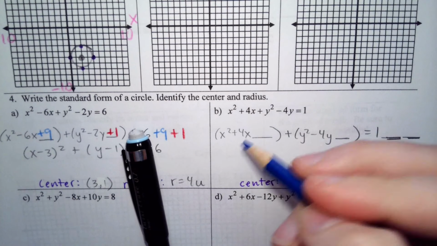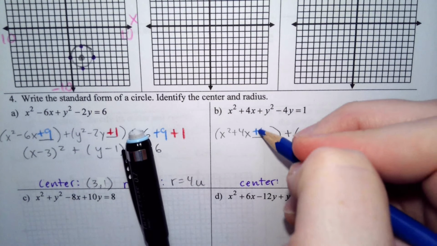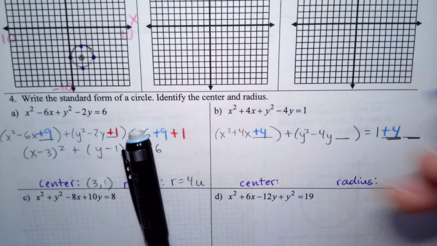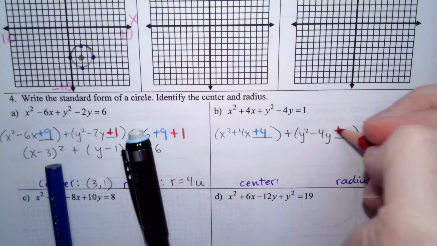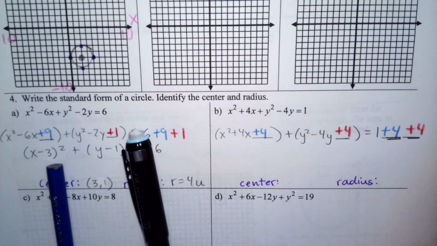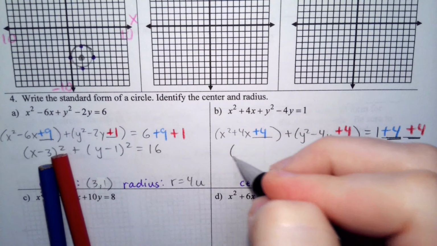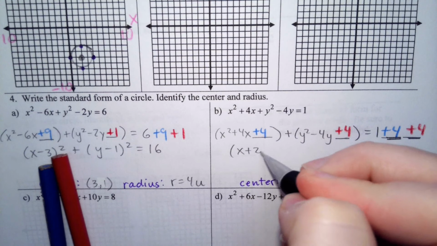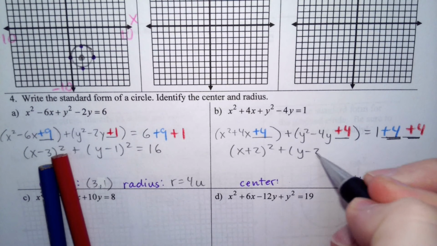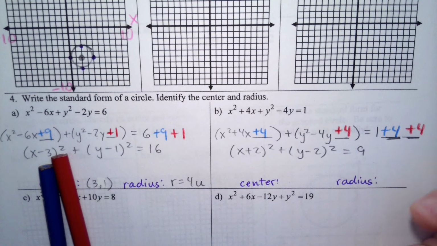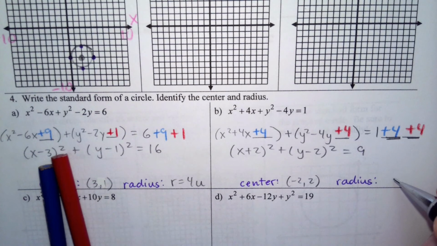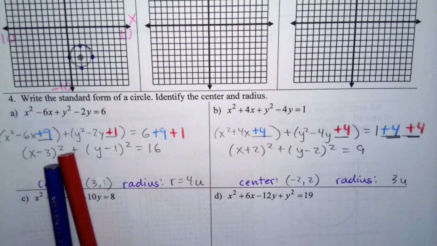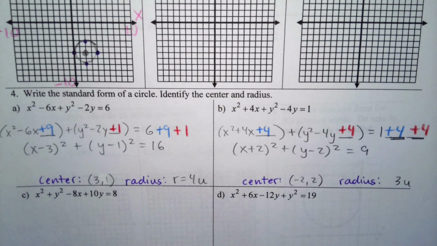For the x's, we take half of 4 and square it, so we get 4. I'm going to write 4 on the right side of the equation. For the y's, take half of -4 and square it, plus 4, and then plus 4 on the right side. Now we get x plus 2 quantity squared plus y minus 2 quantity squared equals 9. So therefore the center is (-2, 2), and the radius is 3 units. Pause the video and try letters C and D on your own, and then unpause it to check your answers.